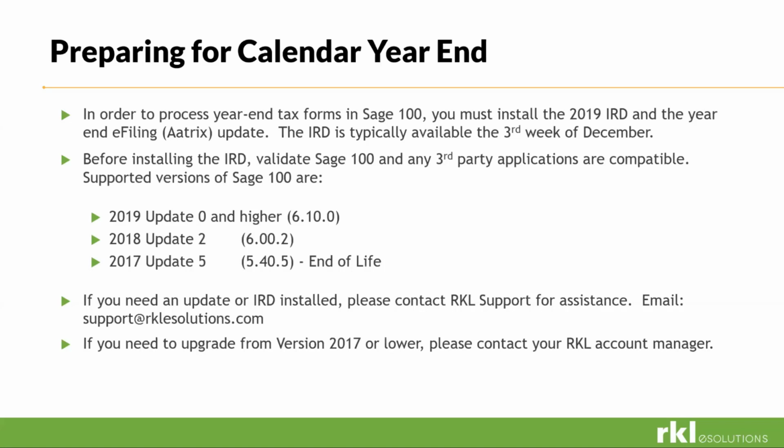One thing you want to do now is check to see what version your Sage 100 is. The IRD is only compatible with 3 versions, version 2019, version 2018 with Product Update 2, and version 2017 with Product Update 5 or higher. So if you need that installed, or if you need to upgrade to a higher version in order to be compatible, reach out to your RKL account manager. The information for your RKL account manager will be at the end of this PowerPoint, if you don't know who they are.